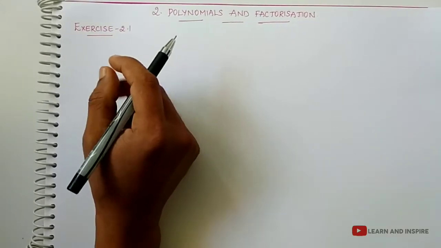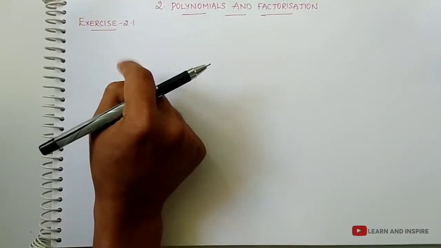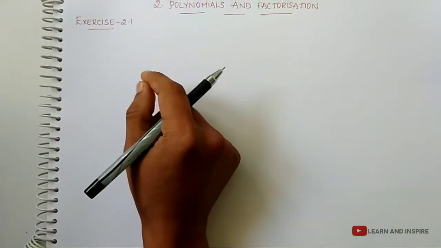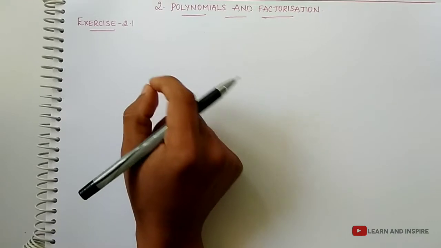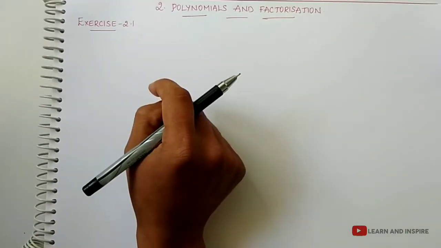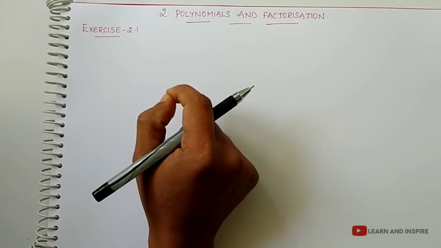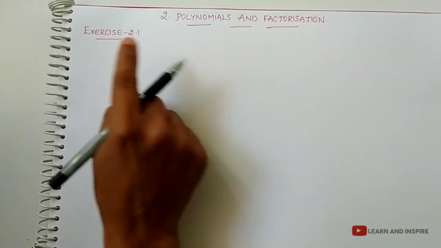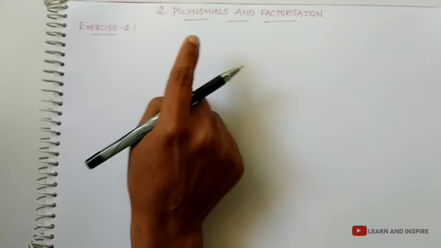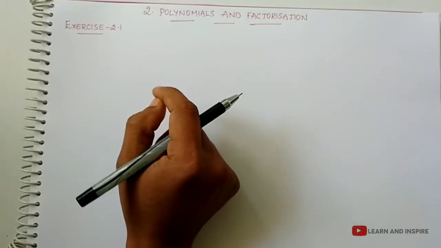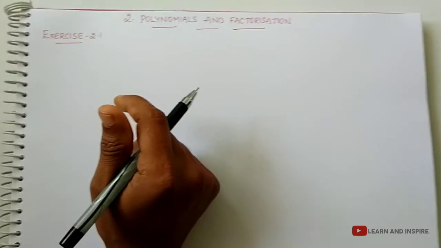In this video, we shall discuss class 9 chapter 2, polynomials and factorization. In the previous class, we discussed the introduction to polynomials, and the video link is given in the description. You can check out the video. Now in this video, we learn a few problems from exercise 2.1 of chapter 2, polynomials and factorization. Okay, so let's start.